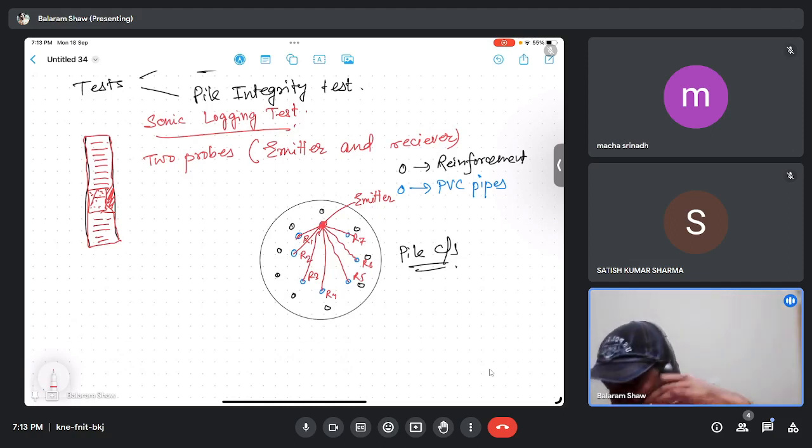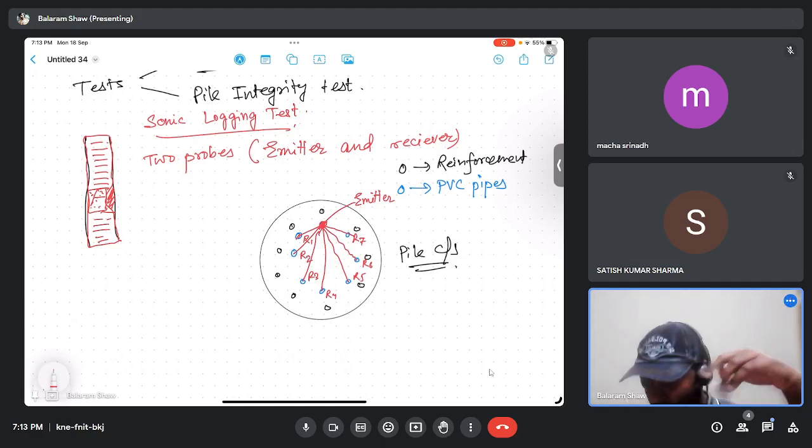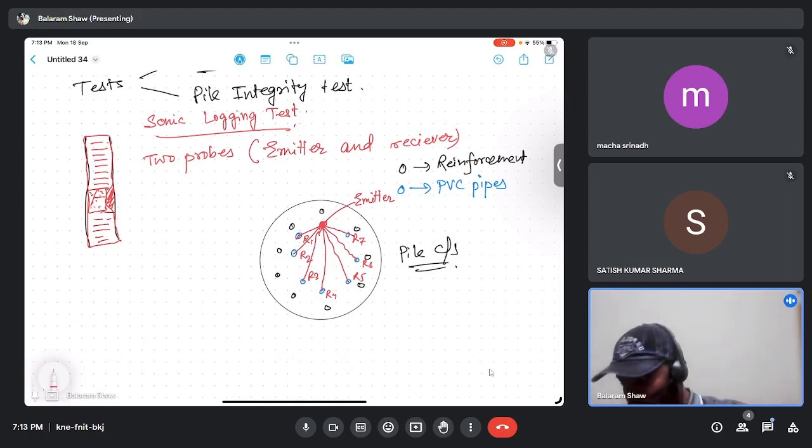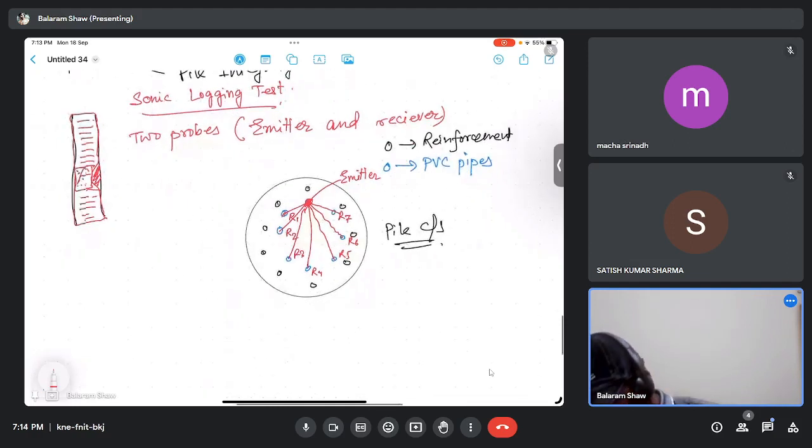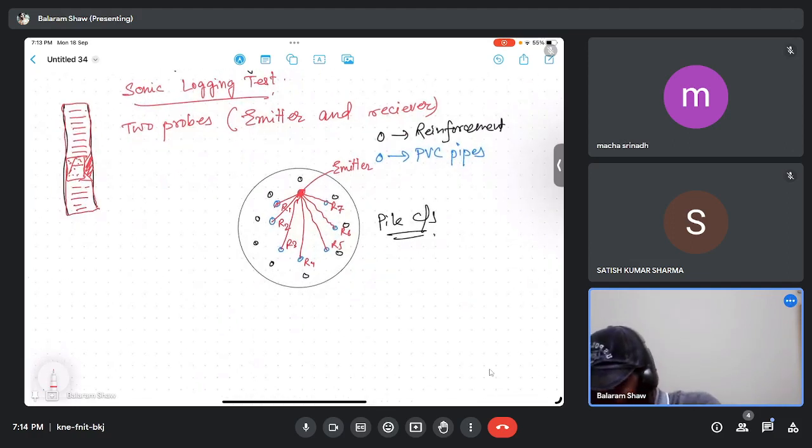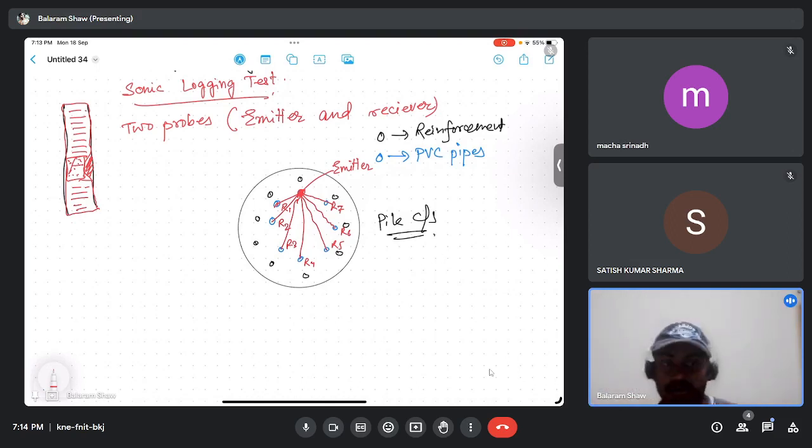Okay, now based on the travel time of the waves, what we'll do, we'll do some hammer impact, and then the waves will be traveling. Okay, wait, no, there will be no hammer impact in the case of the sonic logging test. So we'll lower the probe.